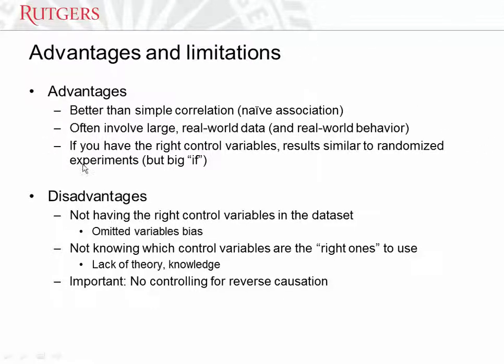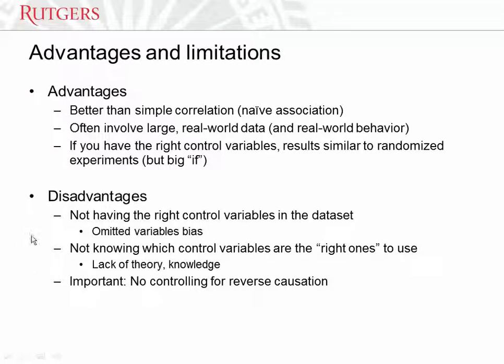And it turns out that if you have all of the right control variables, it's been shown that results are actually fairly similar to a randomized experiment. So in some ways, if you do a good job with the control variable strategy, you can get close to what would be experimental evidence. But that's a big if, because getting the right control variables depends on having the right data, and that's often a limitation. So let's now look at the disadvantages.